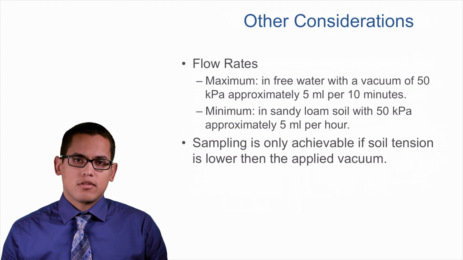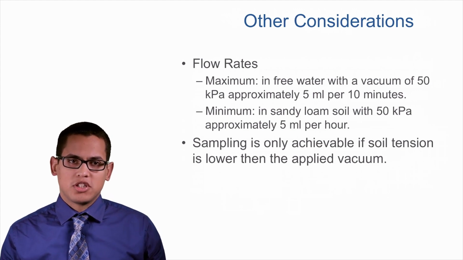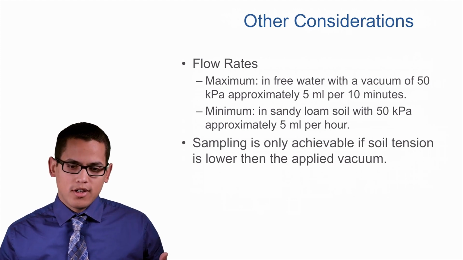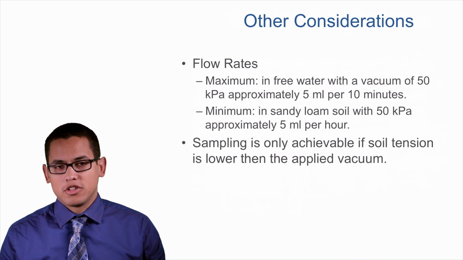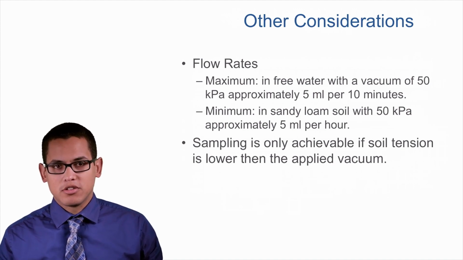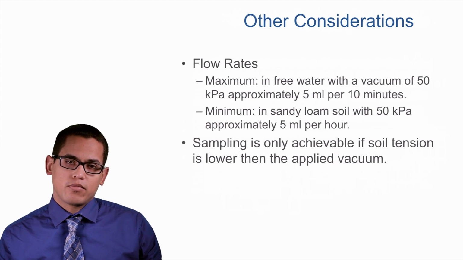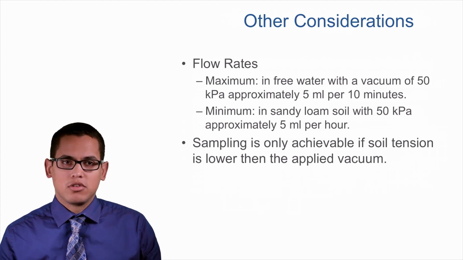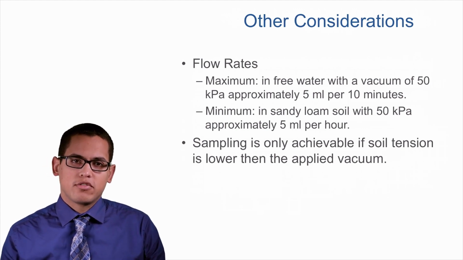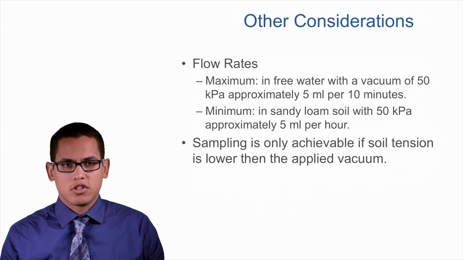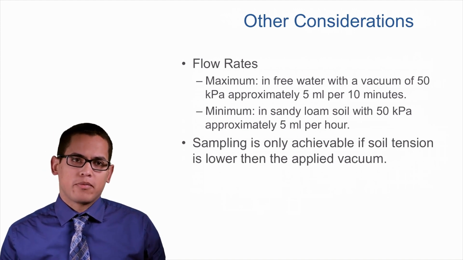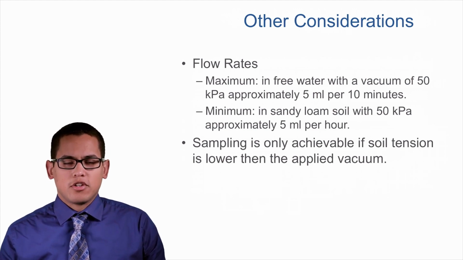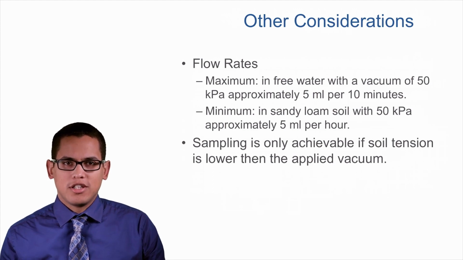And sampling is only achievable if soil tension is lower than the vacuum applied. If you're working in too dry of conditions, then especially this can be an issue in sandy soils because you go from a point where you can collect lots of samples to a point where you really can't collect a sample very easily due to the soil moisture characteristic curve of sandy soils. So that is something to consider. But just remember, you're not always going to be able to pull a sample if it's too dry in your field. And so now we'll go ahead and move on to the analysis section, and Chris Chambers will take over from here.